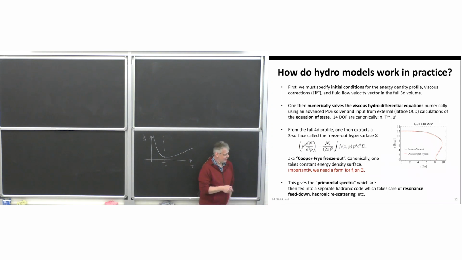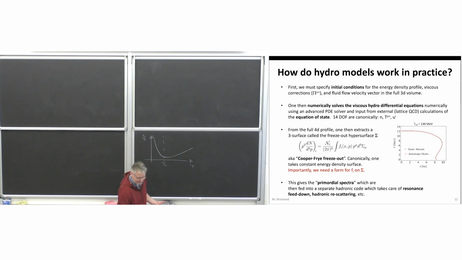URQMD, SMASH, Terminator, there's a whole slew of them out there that take care of this level of the physics. So you have some initial condition, run your hydro, get the QGP produced particles, then feed them to a hadronic cascade, and then you get the final spectrum and compare that to data. So it's a complicated multi-chain step, and you have to know how to do code in order to do it.